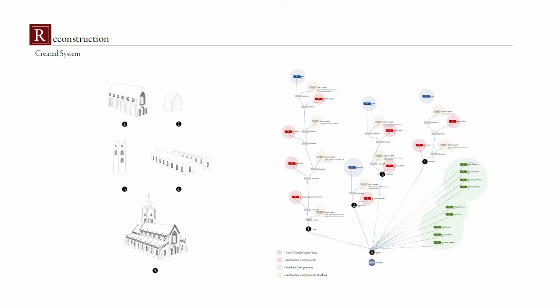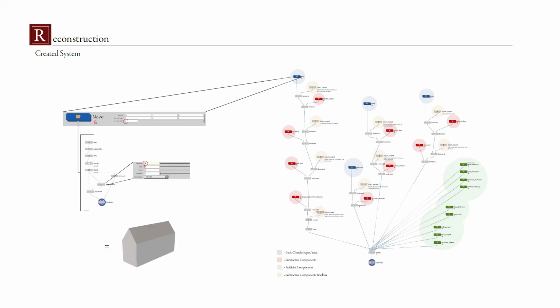This is a screenshot of the node system that was used to create St Mary's. Very similarly to the diagrams before, the blue represents the basic shape of the church, the red is the subtractive components, and the green are the additive components. With each of these nodes, the code that is used to create the geometry is housed inside it. When selected, each node will give a set of parameters that can be adjusted, which changes the geometry of the component. These parameters are references to the code housed within the node.